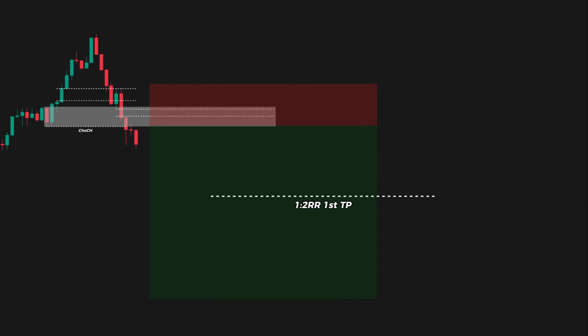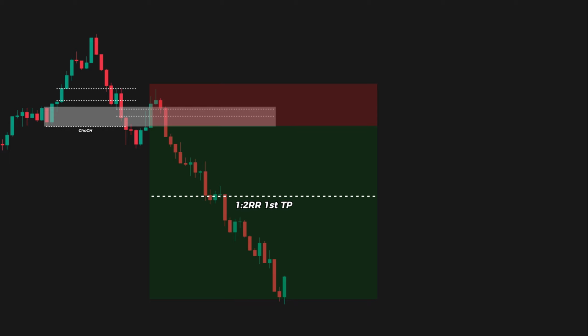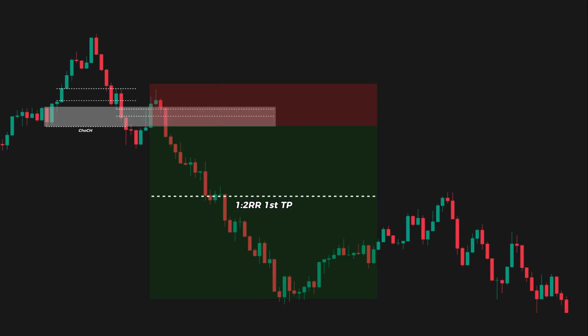To further enhance trade management, traders can move their stop loss to break-even after securing partial profits once the price reaches a 1 to 2 target. This approach mitigates risk by ensuring that, even if the market reverses and the stop loss is triggered, no capital is lost, while allowing the remaining portion of the trade to run and profit stress-free.